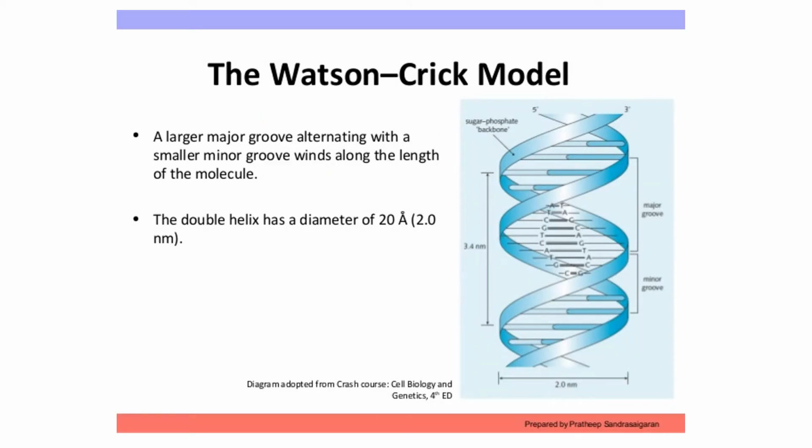The Watson-Crick model explains that two helical structures are wound together into a double helix, and they have a large major groove alternating with a smaller minor groove that winds along the length of the molecule. The double helix has a diameter of 20 Angstrom. Here you can see in the picture the major groove on the right side, and below it there is the minor groove.